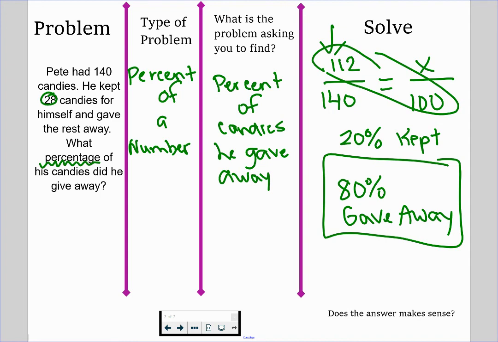So when you're solving these percent problems, use this process. Say, what kind of a problem is it? Is it simple interest? Is it finding percent change? Is it using percent change? Or is it percent of a number? And then just go through and think, okay, what am I trying to figure out? Solve it. And then always ask yourself, does my answer make sense at the end? And that will help you check to see if you're doing it right.